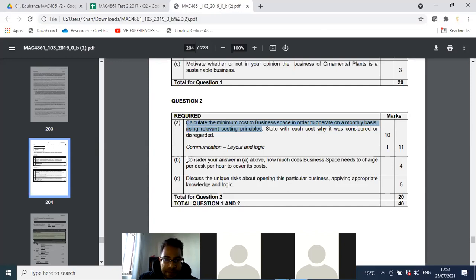So part B. Consider your answer in A above. How much does business space need to charge per desk per hour to cover its costs? Okay, so we're going to have to deal with that question now.